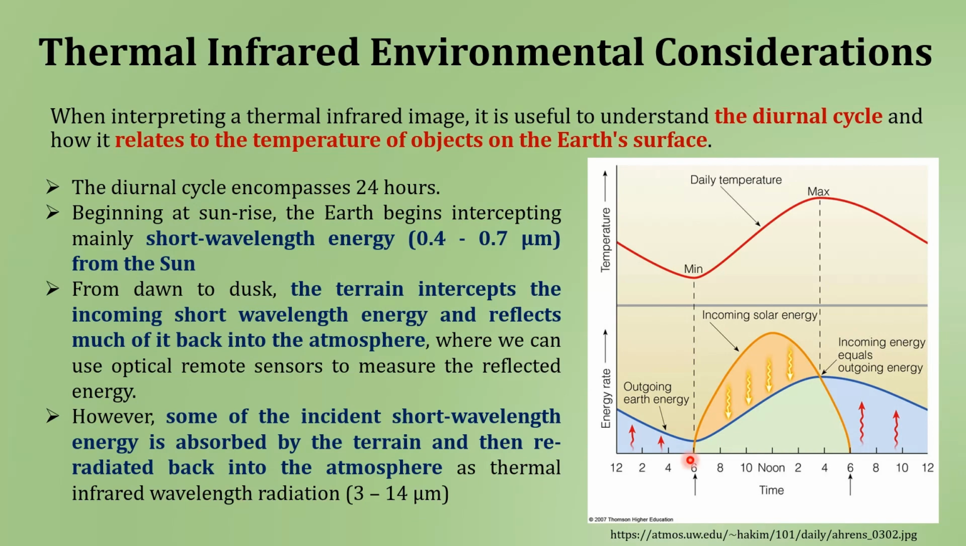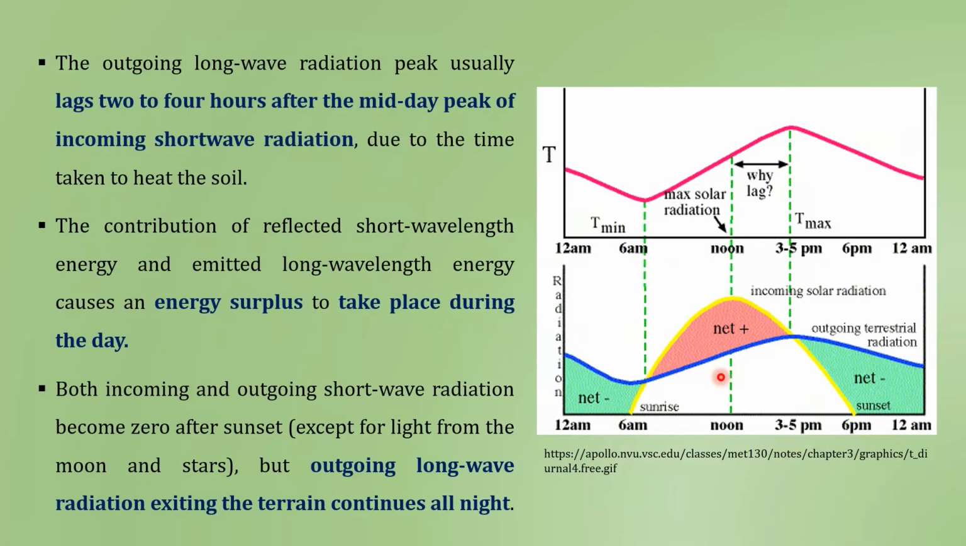If you notice this part of the image, Earth receives maximum amount of solar radiation around noon, while the maximum amount of outgoing radiation is around 4 p.m. in the evening. So there is a lag of 2 to 4 hours, and this is mainly due to the time taken to heat the soil.